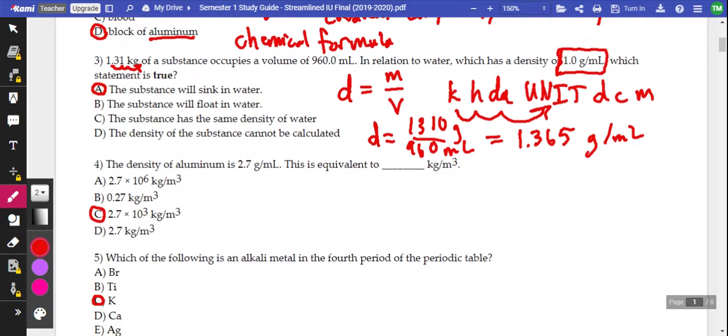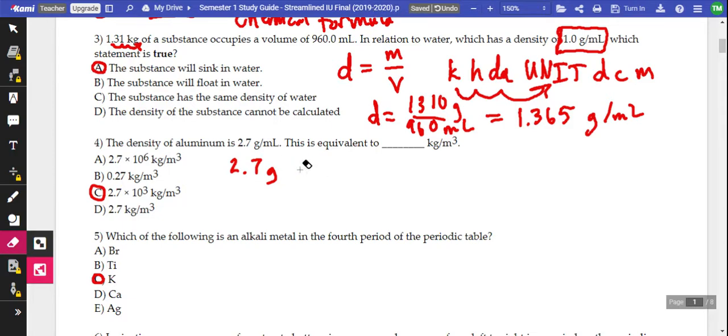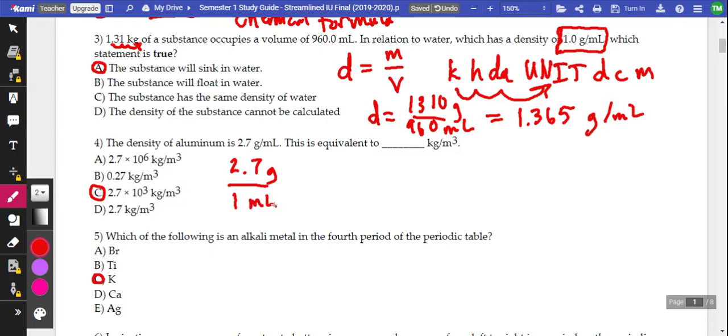Number 4, the density of aluminum is 2.7 grams per milliliter. This is equivalent to how many kilograms per cubic meter? Well, let's see if we can convert this. The easiest part of this is going to be changing our grams to kilograms, so let's do that first. Our 2.7 grams per milliliter could be written like this: 2.7 grams per 1 milliliter. There are 2.7 grams in every milliliter.